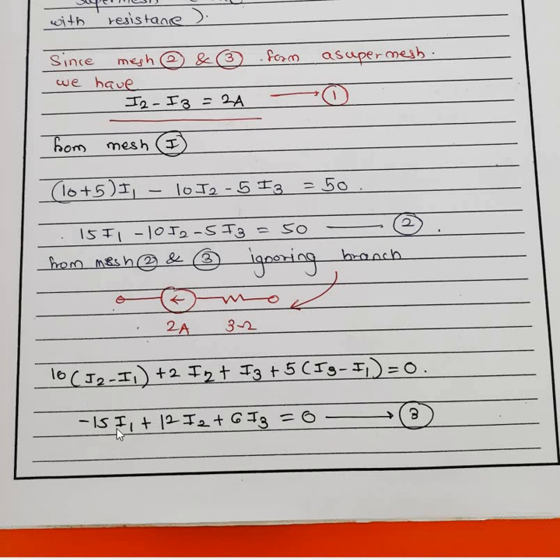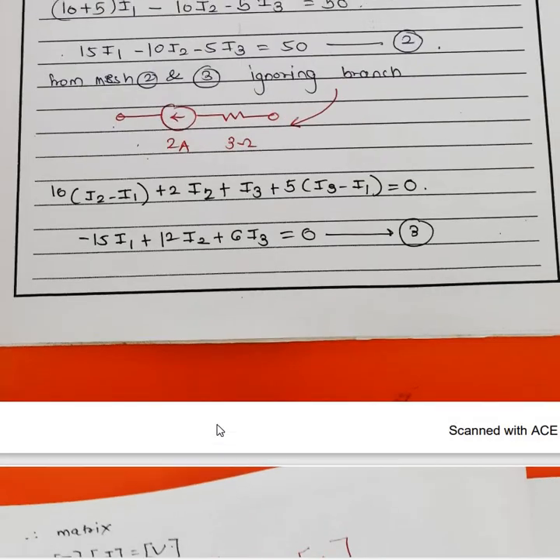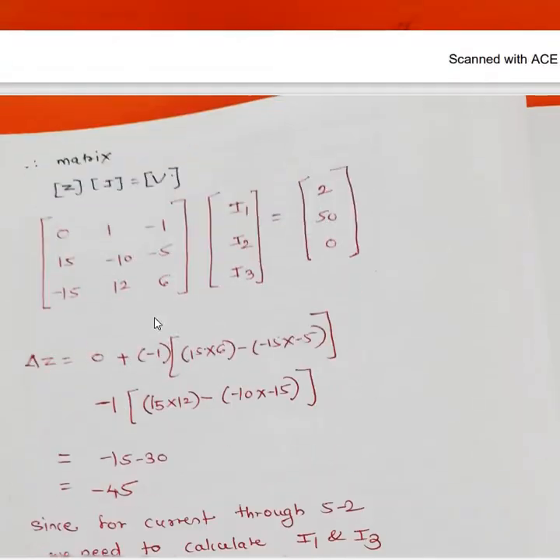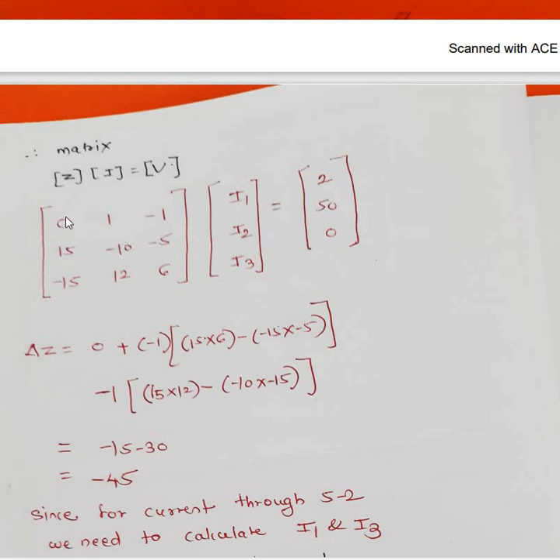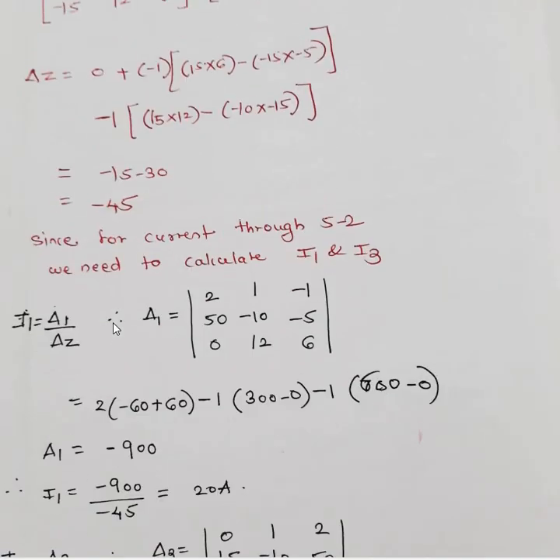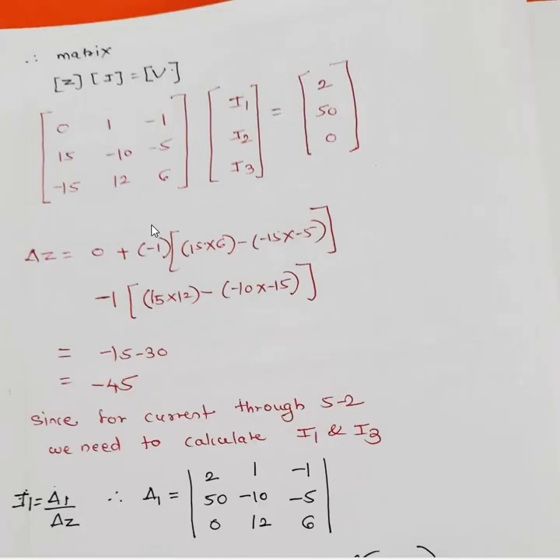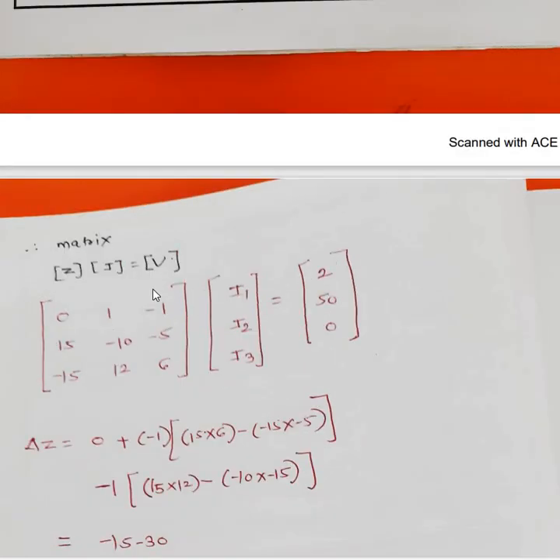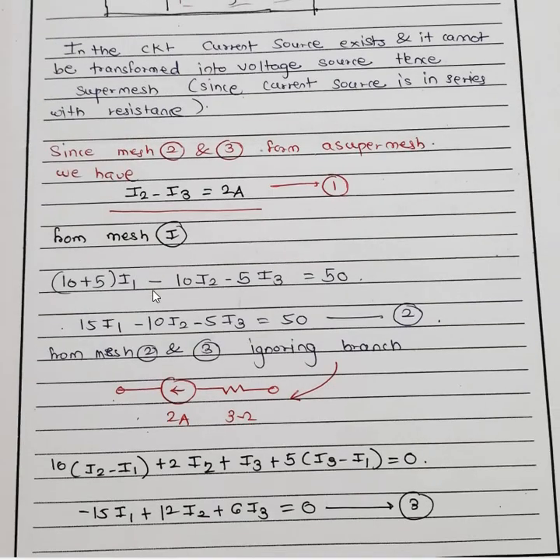Now this is coming out to be 15I1 plus 12I2 plus 6I3. And now let us use our simultaneous equation solution technique using matrix. So this will be the first column corresponding to this first equation. Here the I1 term is not present, so therefore 0. And for the second one, I2 and I3 we have written.